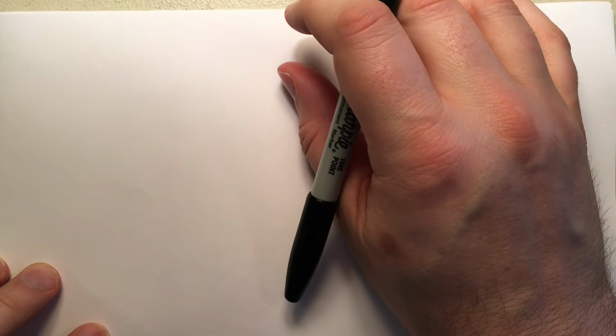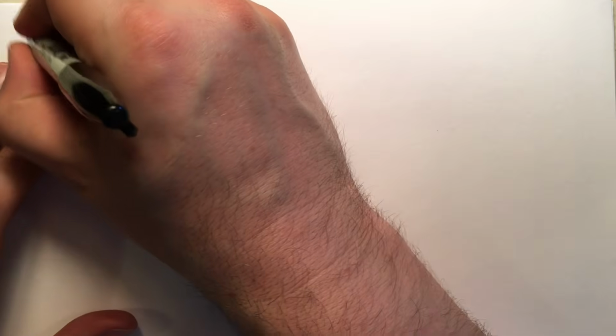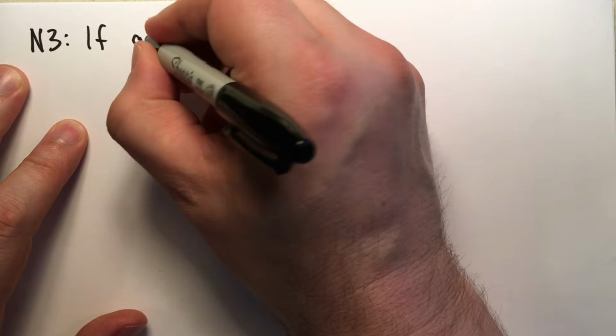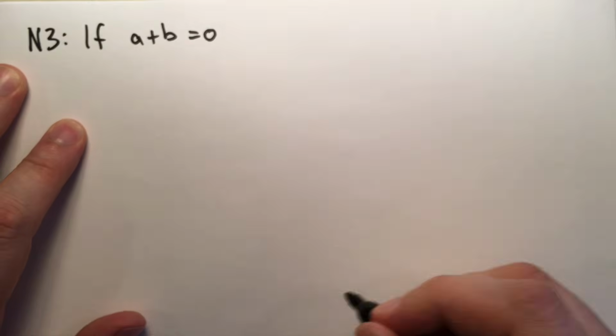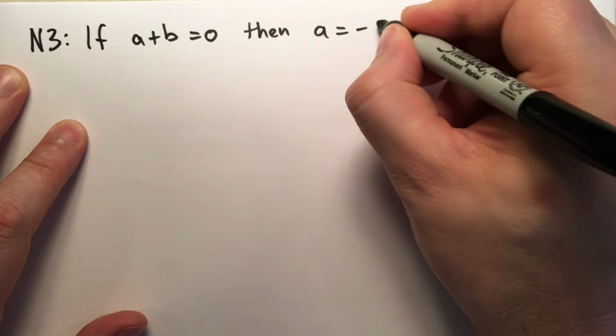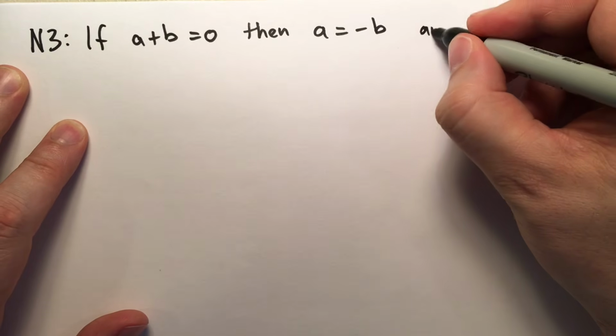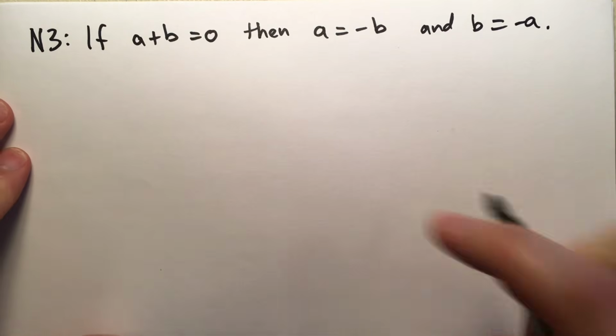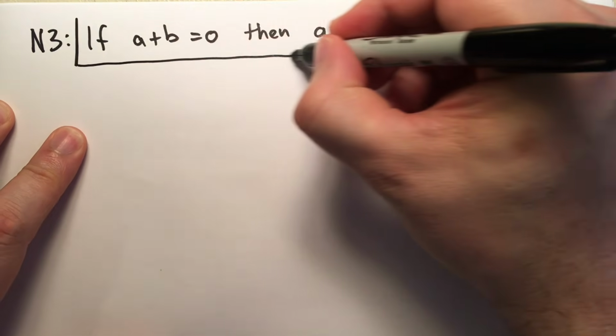Next, let's look at what he calls equation N3. Let's scroll this down. Try to keep the table from showing so we can maximize the real estate here. N3 states if A plus B is equal to 0, then A must be equal to minus B and B must be equal to minus A. That's what equation N3 says. Let's go ahead and draw a box around that. Try to do that neatly.